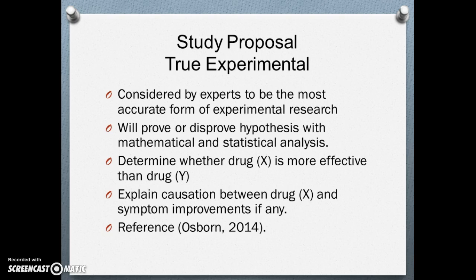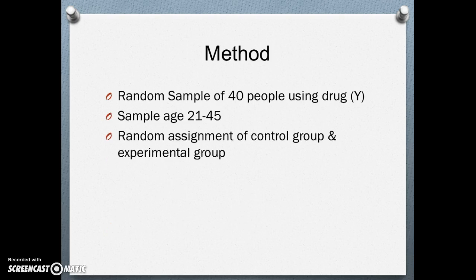I will also look to show and explain causation between drug X and the improvement of symptoms in the schizophrenic sufferers. With that, I will be able to manipulate the predictor variable, also known as the independent variable, and measure the outcome of the dependent variable, being the symptoms of schizophrenia. A true experimental design study should allow me to do just that.